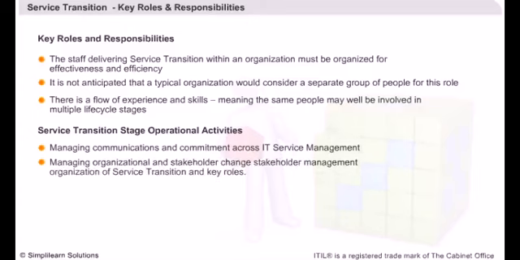Transition also manages the organizational and stakeholder change, stakeholder management, organization of service transition, and key roles. With this, we have covered details on service transition. From the next slide onwards, we will look at the details of service operations.